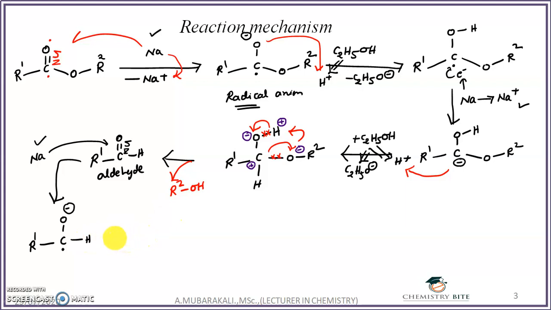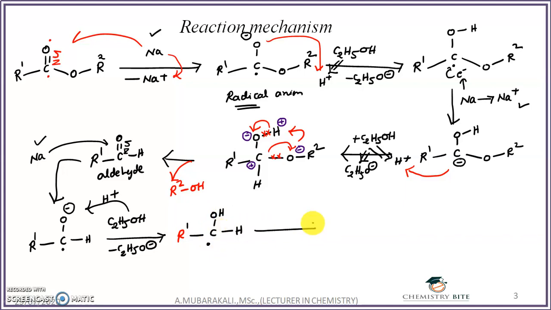Once you have got the radical anion, what will happen? The next step is the reaction of the radical anion with ethyl alcohol. Ethyl alcohol is the proton source. Ethyl alcohol will donate 1 proton to the O minus, and it comes out in the form of C2H5O minus. Now you will get a free radical, R1COH, with the free radical on the carbon and H.